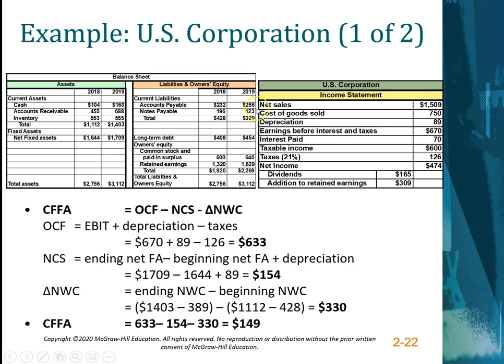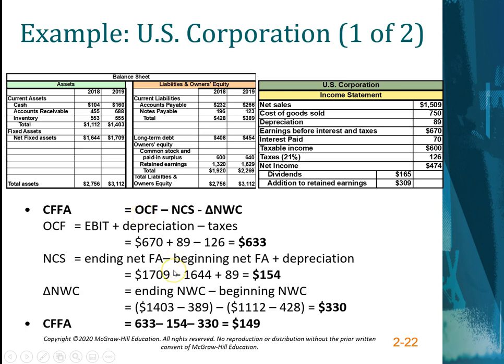So we're going to add that back. We're going to start with the earnings before interest and taxes, add back depreciation, and then subtract from that any taxes that we pay. So that turns out to be the 670 plus the 89 minus the 126, or 633,000. That's the operating cash flow. Okay, so that's the first number we need. That's this number right here.